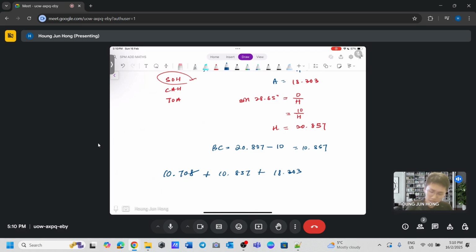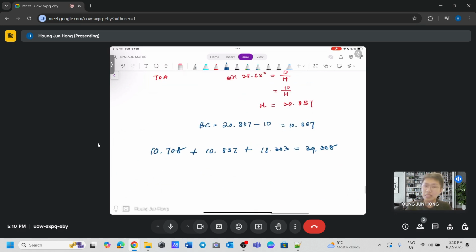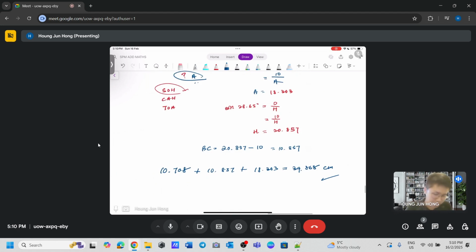Okay, you then get 39.868. The answer given here, 39.87, is even more concise, but yes, this is the correct answer. Okay, that's it. So that's it for the question.